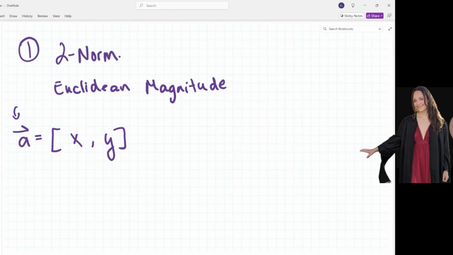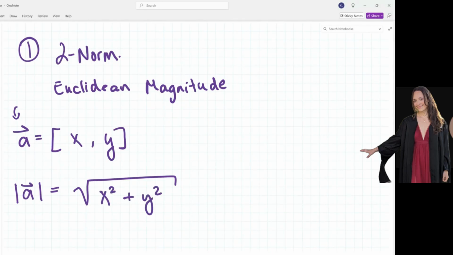So if we now want to find a magnitude of this, we put these absolute value signs on either side of A, and we calculate this by taking the first term squared plus the second term squared. And if you know anything about trigonometry, this essentially is Pythagorean's theorem.